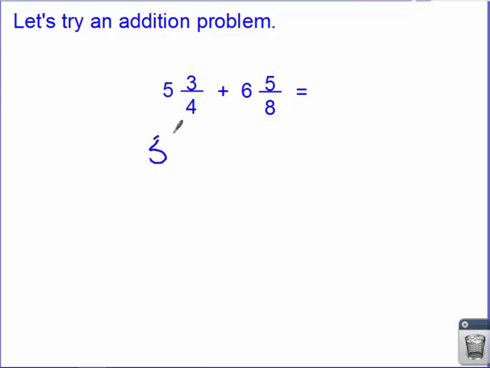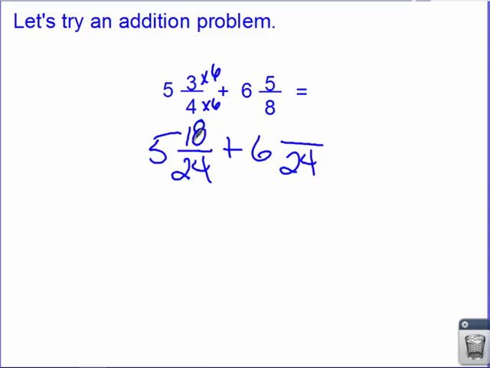So we're going to rewrite our problem. And since we determined that our common denominator is going to be 24, I write 24 as my denominators. Now we ask, what did I do to 4 to turn it to a 24? Well, we multiplied by 6, so I do the same to the top. 3 times 6 gives us 18. What did I do to 8 to turn it to a 24? I multiplied by 3, so I multiply the 5 by 3 and get 15.